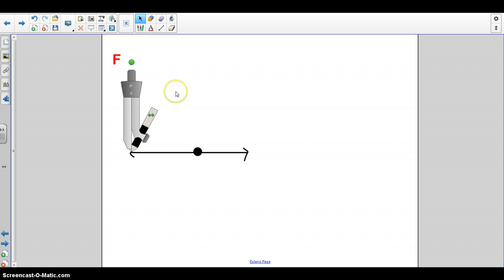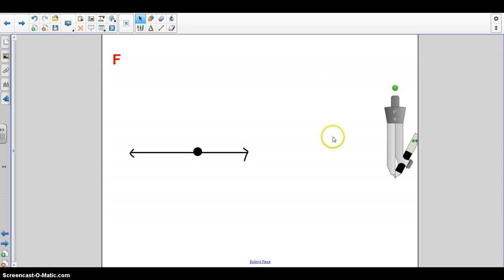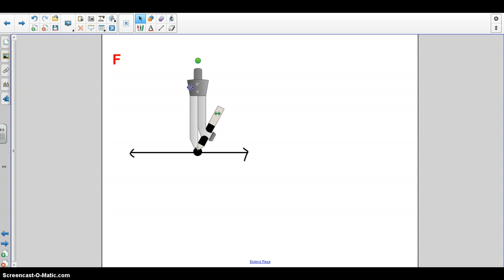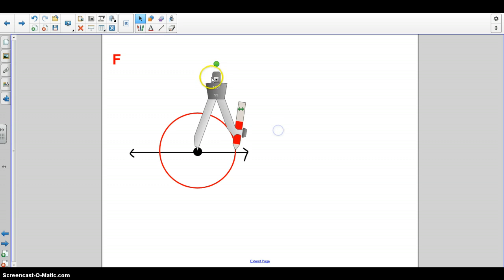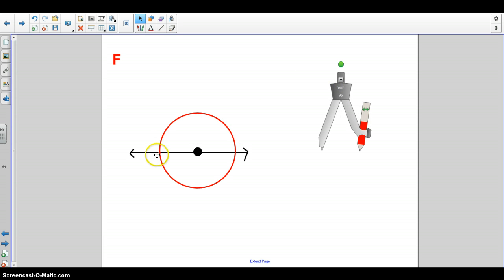Okay, construction F says to draw a line perpendicular to a given line through a point on the line. So draw yourself a line with a point on it. And when you're ready, put the center of your compass on that point. You're going to make a circle of any size that you want. It doesn't matter. The goal of the circle is to intersect that line twice. You can see I have a point of intersection on the left of it and one on the right.